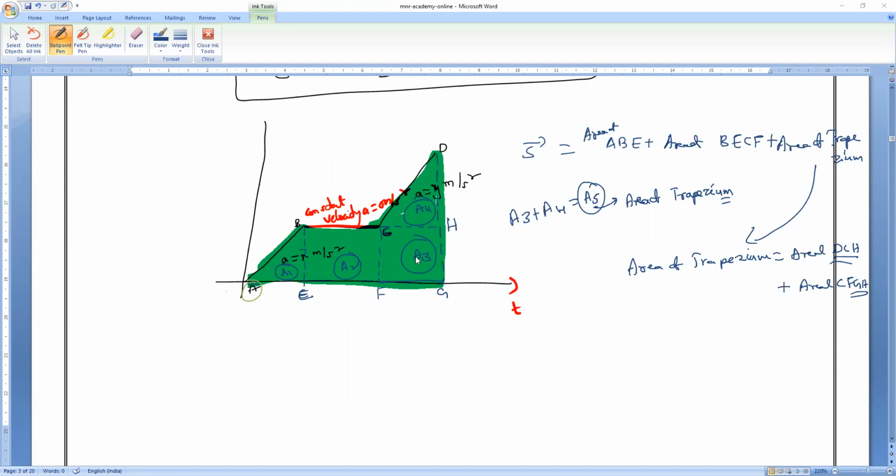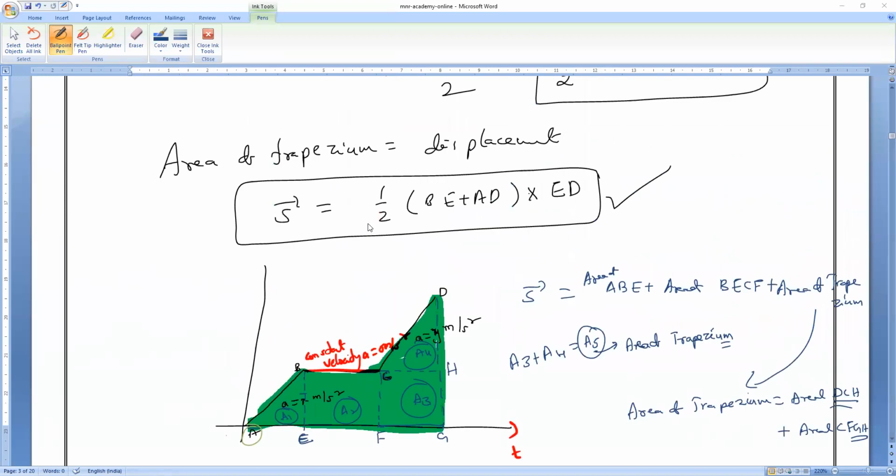So this is all about how to find the slope of a velocity time graph. Always remember, the slope of a displacement time graph will give you what? Velocity. The slope of a velocity time graph will give you what? Acceleration. And the area under the velocity time graph will give you what?